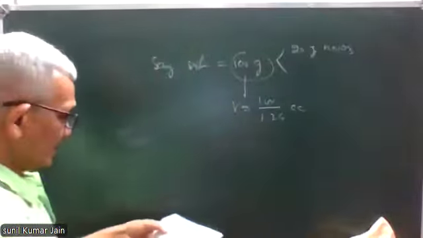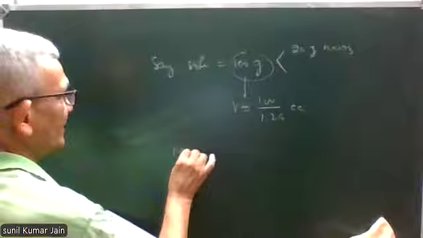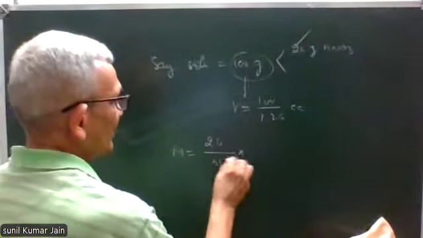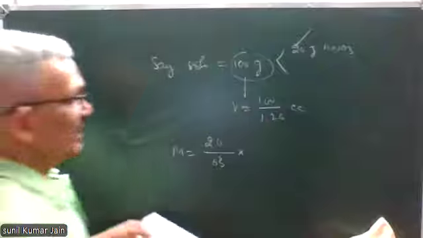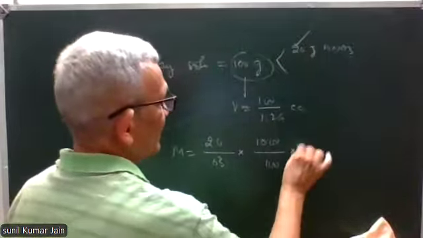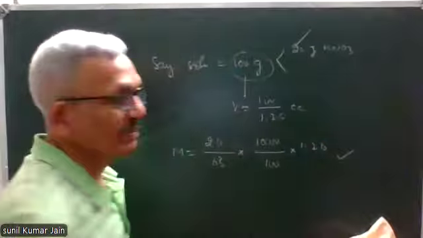Now, we have to calculate molarity. Molarity will be weight of solute 20 divided by molecular weight of nitric acid, which is 63, into 1000 divided by this is the volume of solution. This will be molarity.